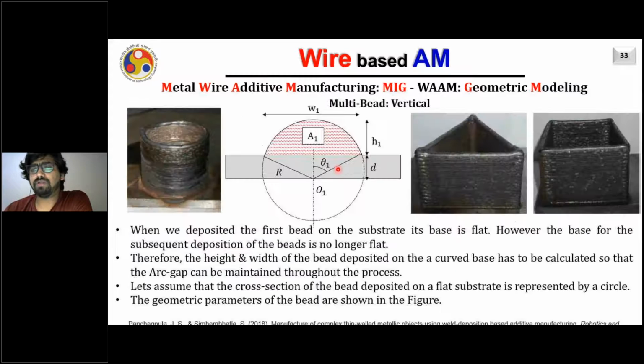Now in a similar fashion, the scenario is not always the same, where you keep on depositing the material on a flat substrate. You may deposit on a curved substrate or an already deposited layer. Such a study was done by Professor Surya a few years back from IIT Hyderabad. They have identified that if you deposit the bead on a flat surface, the parameters you obtain, like height and width, are different.